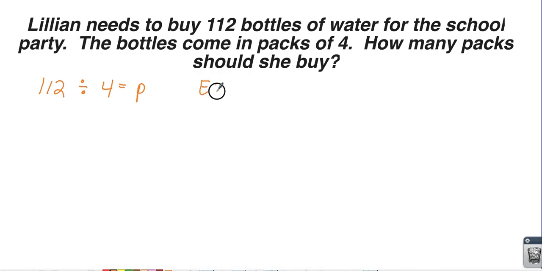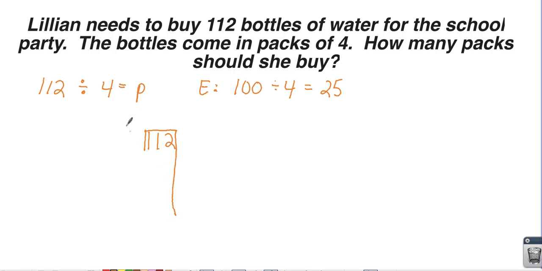Just like earlier in the week, I'm going to come up with an estimate. 112, that's close to 100. I can do 100 divided by 4. Think about what that might be. Think about how many quarters are in a dollar? 4, right? So 100 divided by 4 is 25. There's my estimate. So now I'm going to set up my partial quotients division.